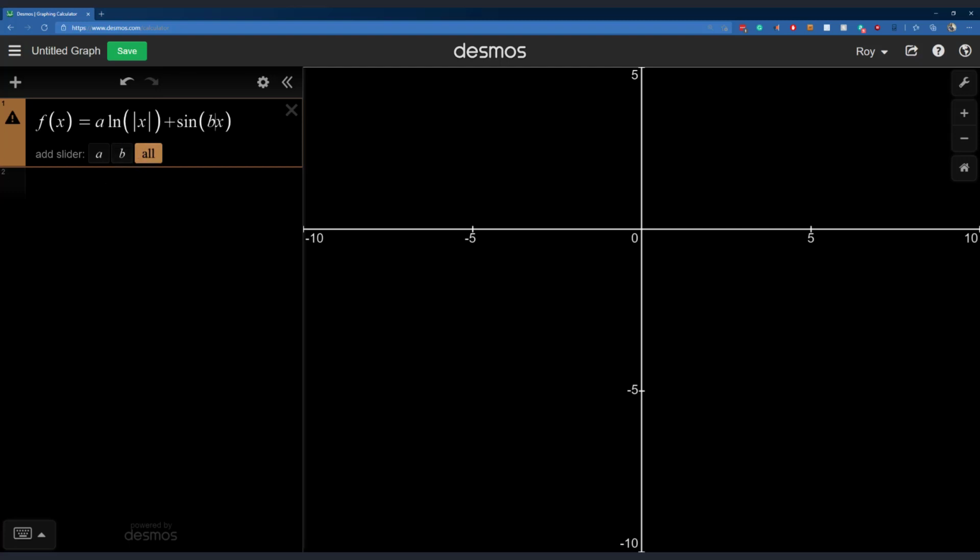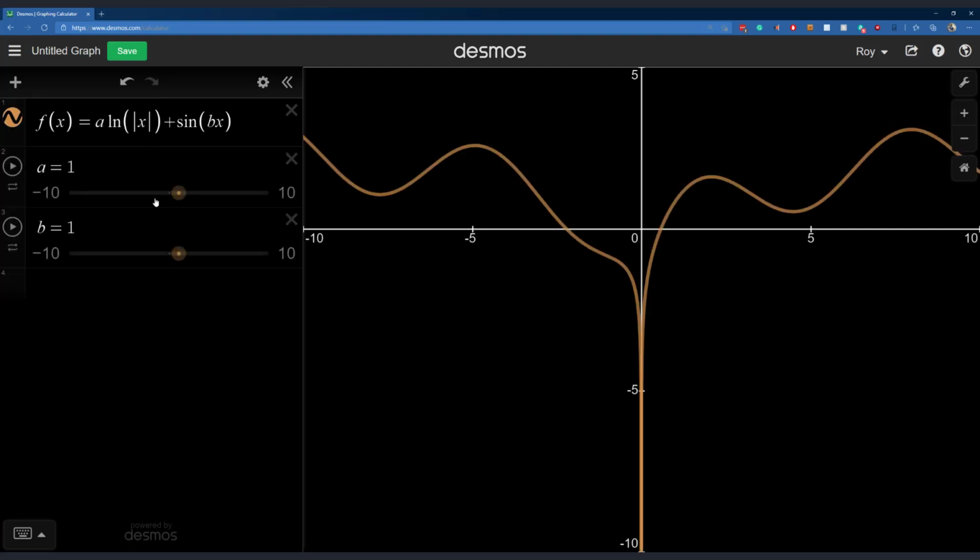The next thing I need you to notice is that because a and b are called parameters, these are values that will change on the fly. They're not variables, they're just values that we get to modify. Desmos is going to ask us to add a slider for those, so I'm just going to add a slider for all of them at once. And notice it automatically starts us with a equals 1 and b equals 1.